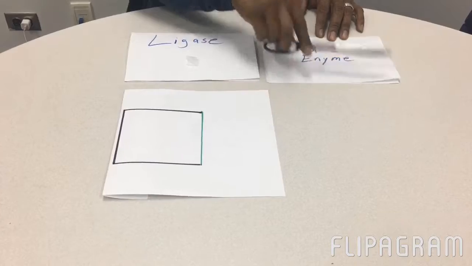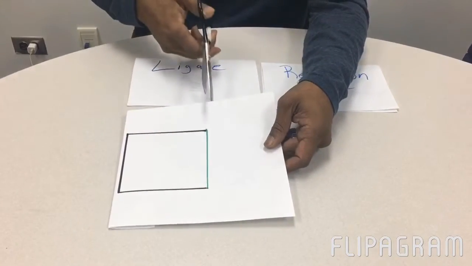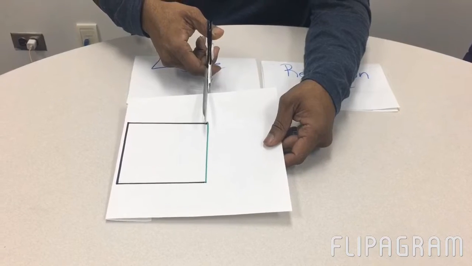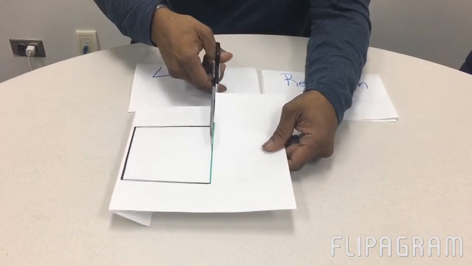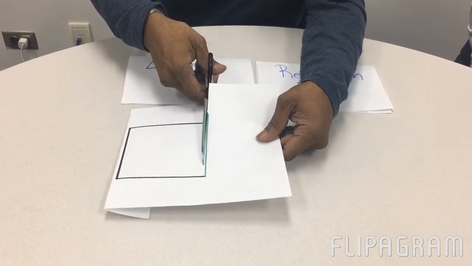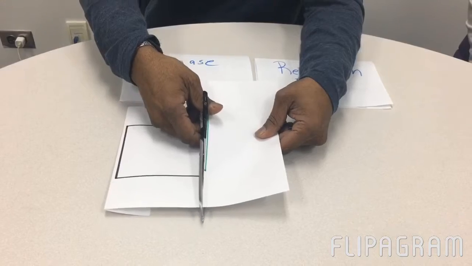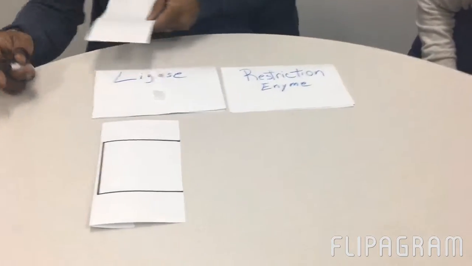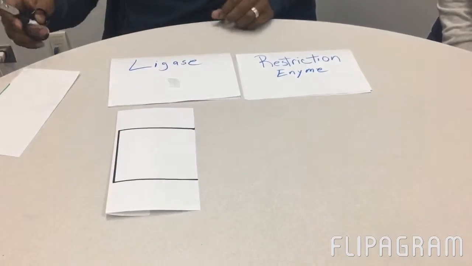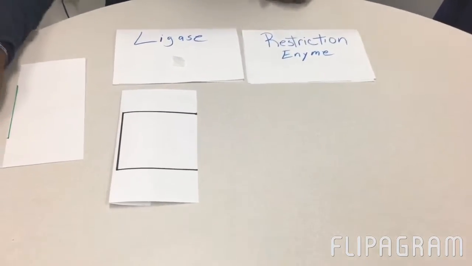For our restriction enzyme, it's just like a pair of scissors. What the restriction enzyme does is, there are specified sites on the code of DNA and it cuts. It's a cutting enzyme, so it actually cuts out a certain part that makes this a square. So it cuts that, you're going to pull that out. Then you're going to recode that with a specific enzyme for a rectangle.